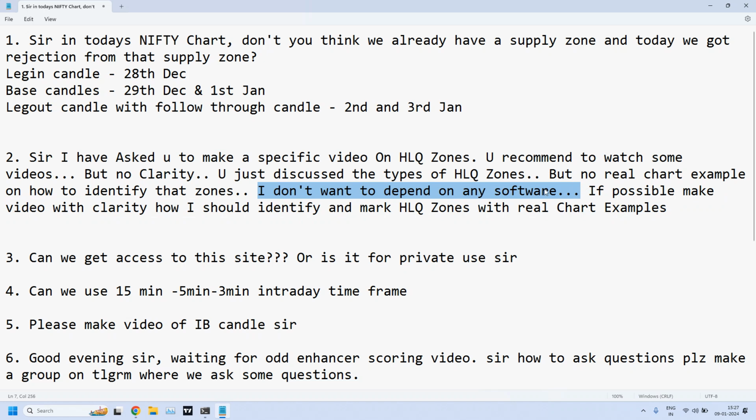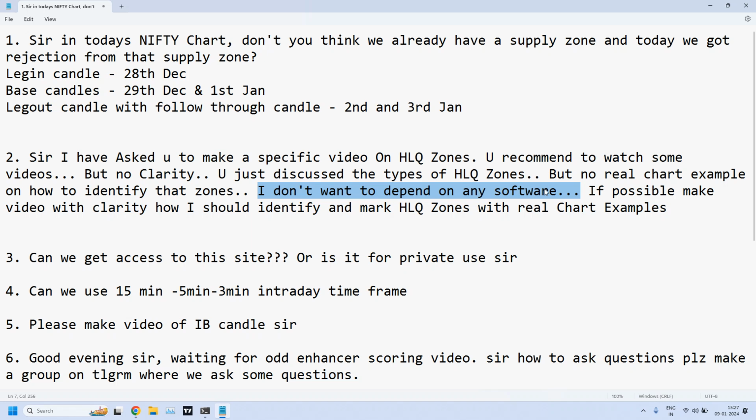Especially, this is a dangerous statement. At present, you have to depend on the software. You don't have any other choice. Even if you build a skill, even if you develop your own software, still you have to depend on that software only.